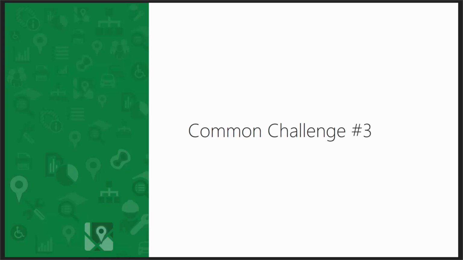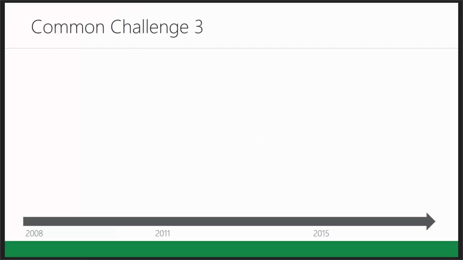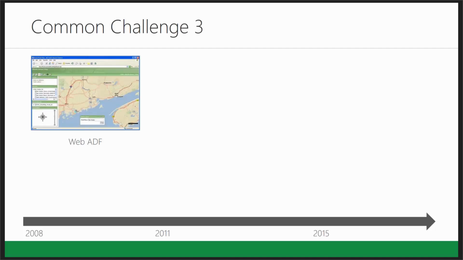Another challenge that we see, and this is one that's a little bit more long-term, is this challenge of technology change. We've got a timeline that we can see along the bottom here, ranging from 2008 all the way up to today. We've been around building web mapping applications for organizations really since 2001 in the ArcIMS era.